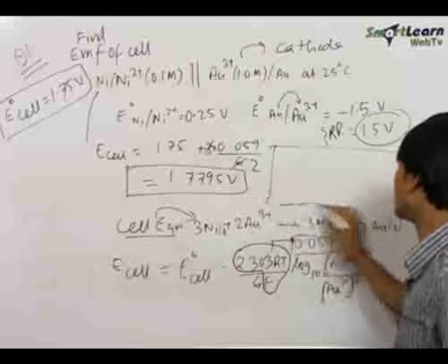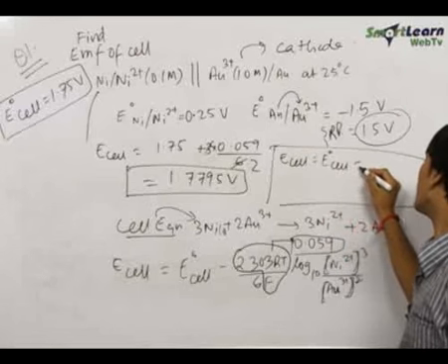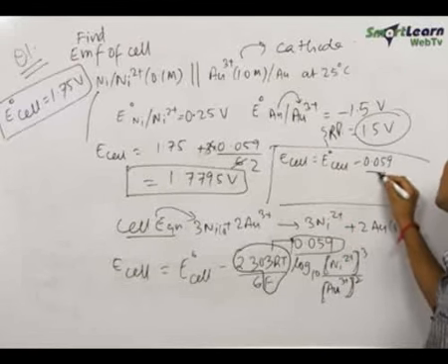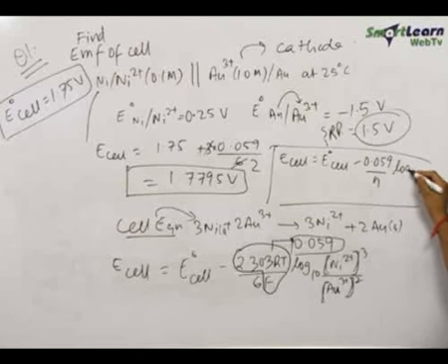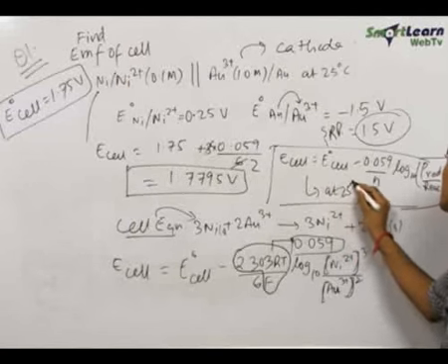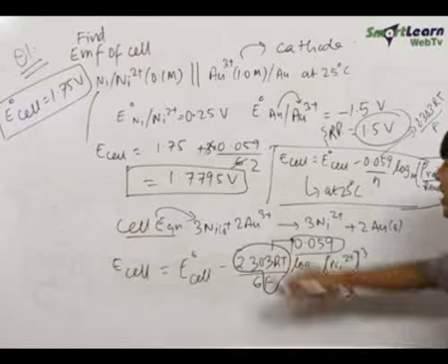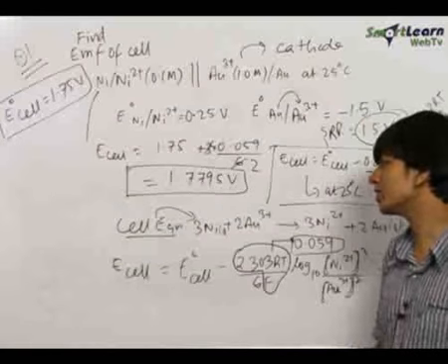So you should remember this important formula, that E cell is equal to E naught cell minus 0.059 upon N into log of base 10 products upon reactants raised to the power of their respective coefficients, and this equation is true at 25 degrees Celsius. Otherwise the value of this term is 2.303 into RT upon F. And so we get our final answer as 1.7795 volts.